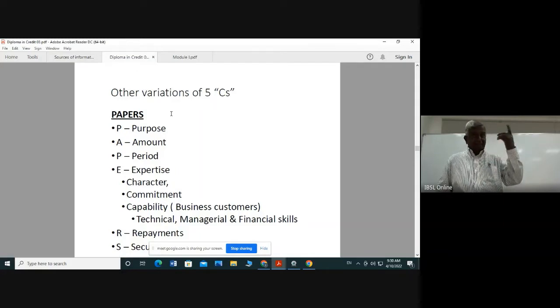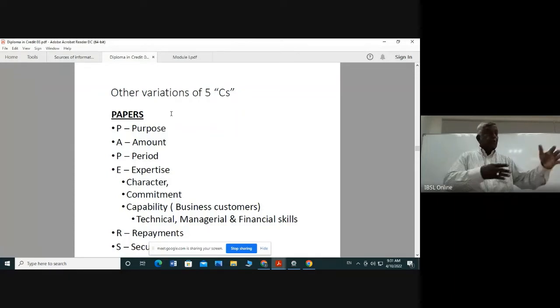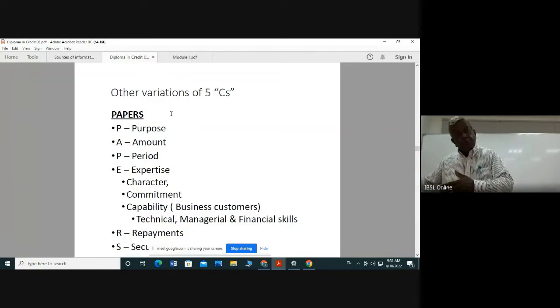Customer's character, what we have seen earlier, and then the customer's commitment to repay the loan, or if he is doing any business, his commitment to the business. And then capability, especially for business customers: you analyze technical capability, managerial capability, and his financial skill in managing the finance. You can use this even for consumer credit or small business loans also. You can use this method, PAPERS. You can consider this method.